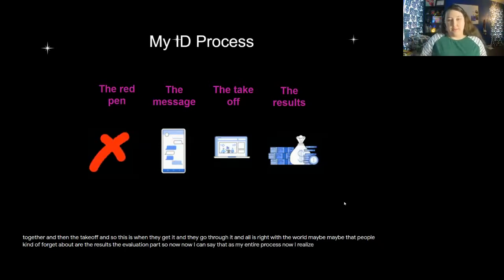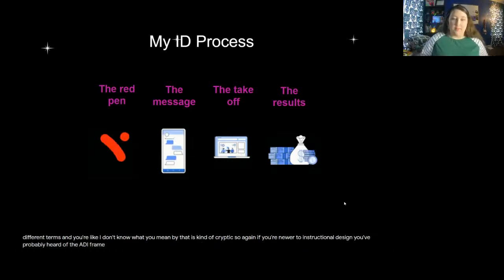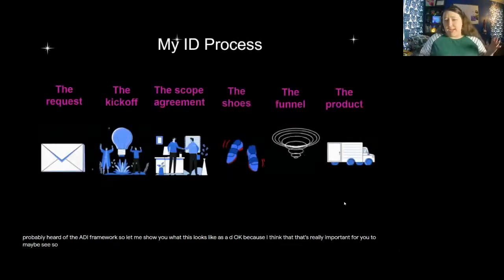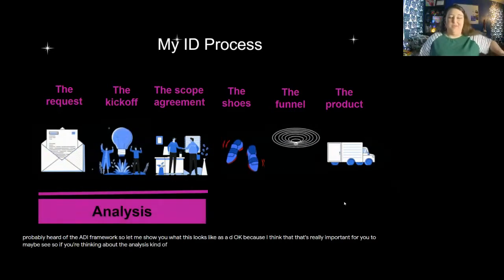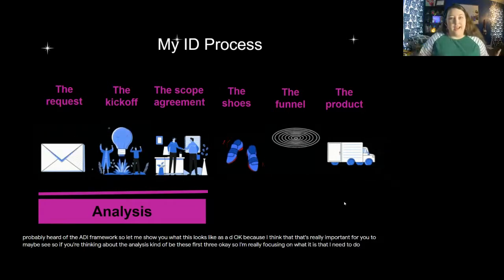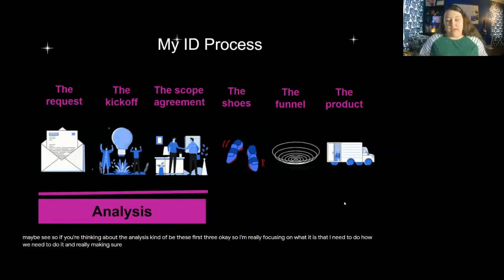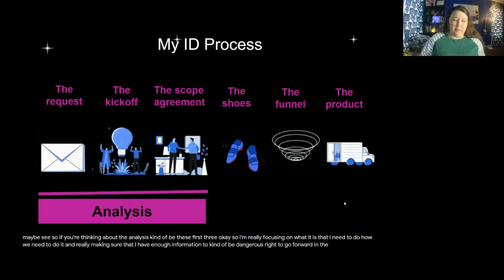Now I realize I use some maybe different terms and you're like, I don't know what you mean by that. It's kind of cryptic. So again, if you're newer to instructional design, you've probably heard of the ADDIE framework. So let me show you what this looks like as ADDIE, okay? Because I think that's really important for you to see. So if you're thinking about the analysis phase of what I'm doing, it would be these first three, okay? So I'm really focusing on what I need to do, how we need to do it, and making sure that I have enough information to be dangerous, right? To go forward in the design process.